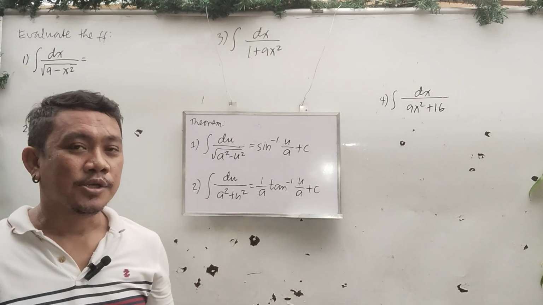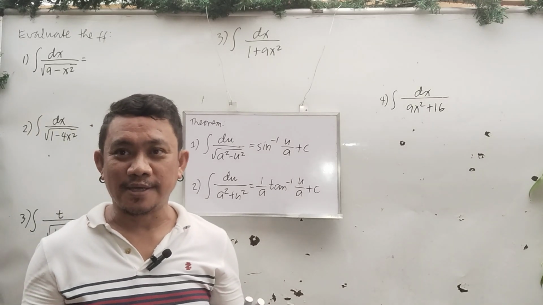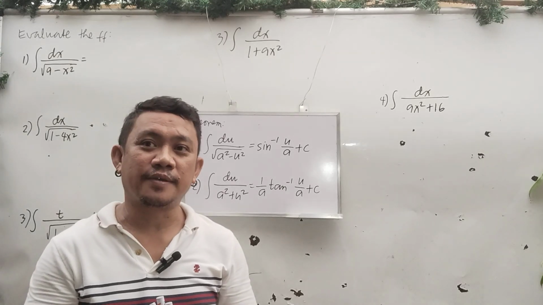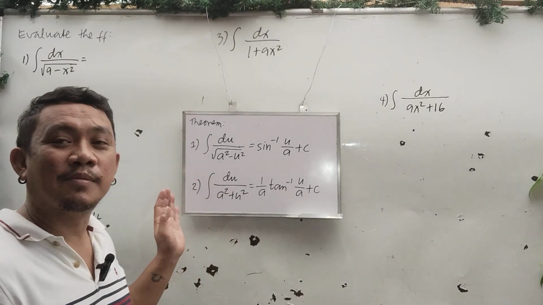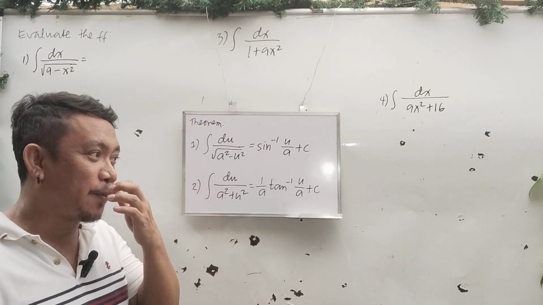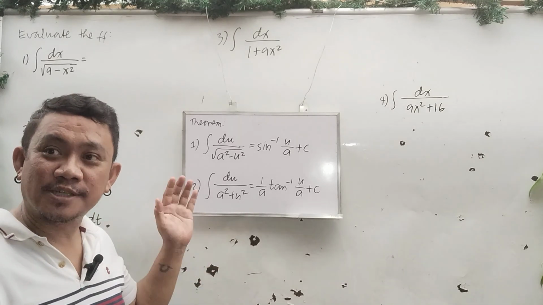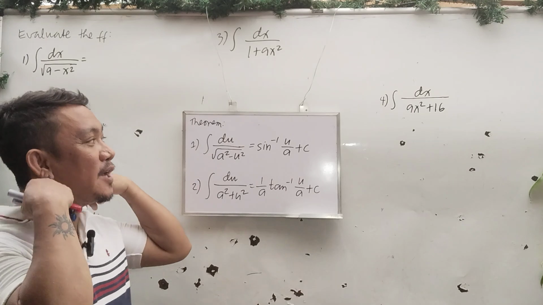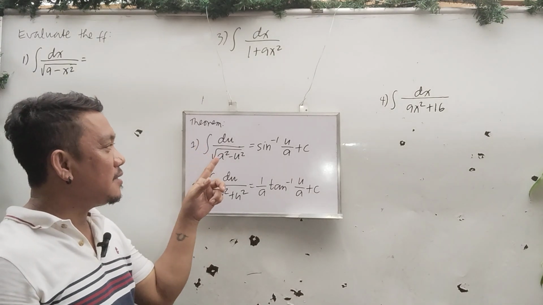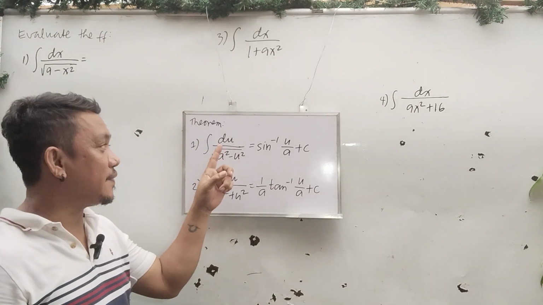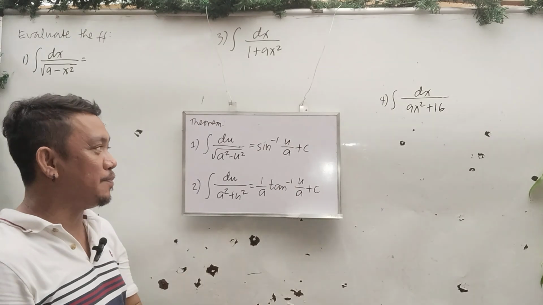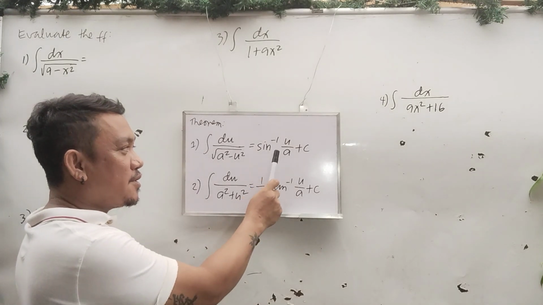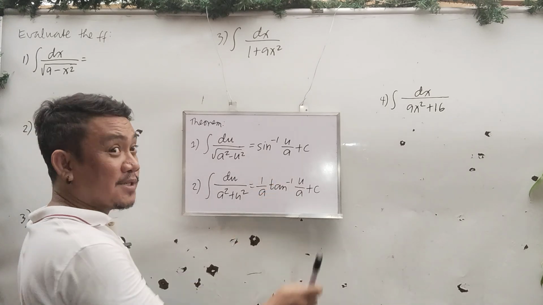It's a good day. So today we will be discussing integrals yielding inverse trigonometric functions. Let us look at some examples here. Before we answer these, let us first recall this theorem. The indefinite integral of du over the square root of a squared minus u squared is simply equal to sine inverse u over a plus c.